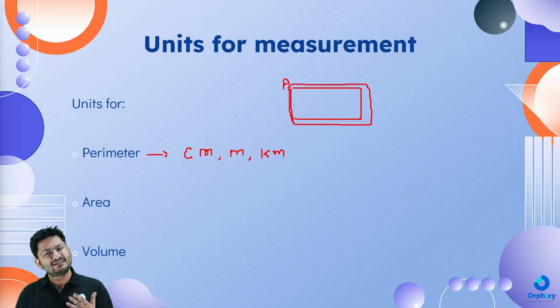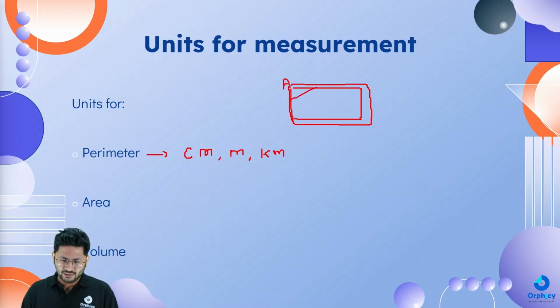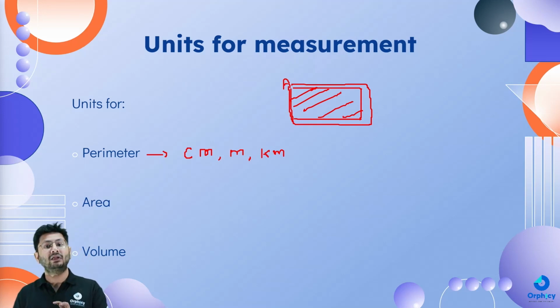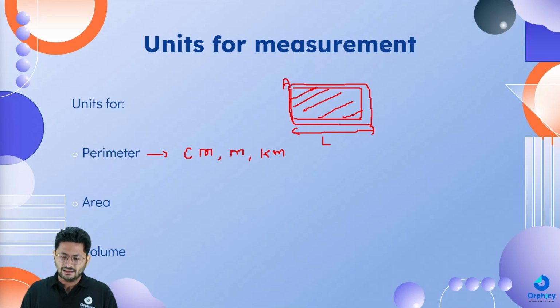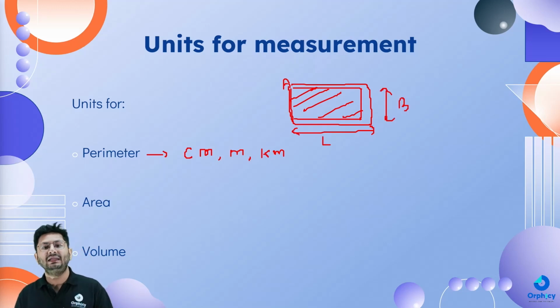Okay. Similarly, if we are talking about area, area is the region enclosed in a 2D shape. This whole region is enclosed in a 2D shape. Now we are talking about a 2D shape, so we have to take two dimensions, which in this case are length and breadth. And we know that the area of a rectangle is length into breadth.